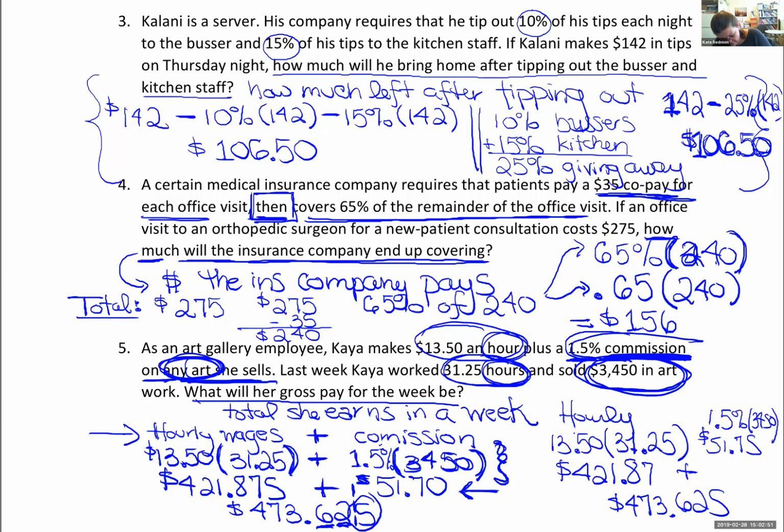And so 5 is big enough to matter. So I would want to pay Kaya $473.63. And I bet she'd appreciate that because she moved out recently and she's always broke. Okay, it's my daughter.